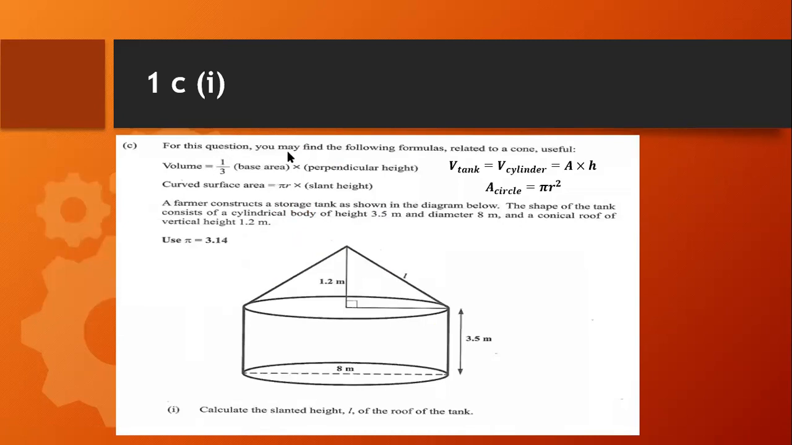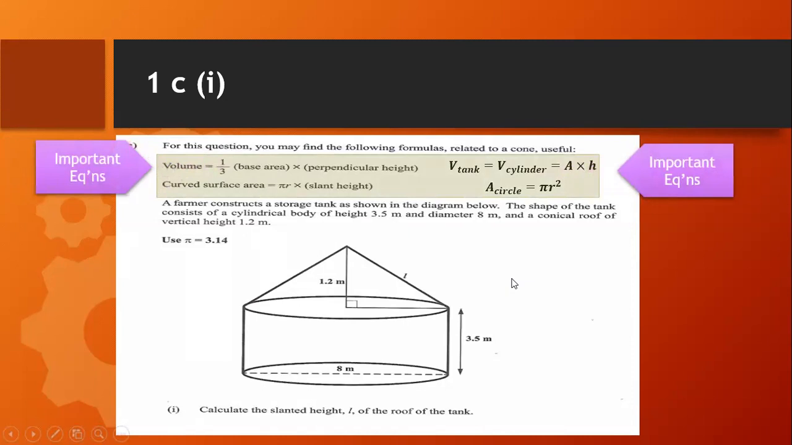For this question, you may find the following formulas related to a cone useful. So these formulas here relate to a cone, and I added this formula here to relate to a cylinder. Notice I define my tank as a cylinder. So it would be a good idea to take note of these formulas. 1, 2, 3, 4. Spend some time writing them down in your books. They are important equations which will help us later on in this problem.